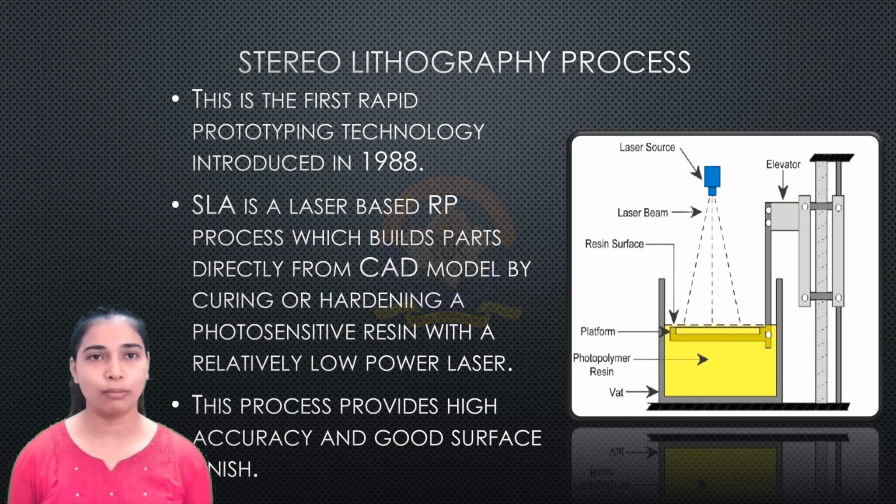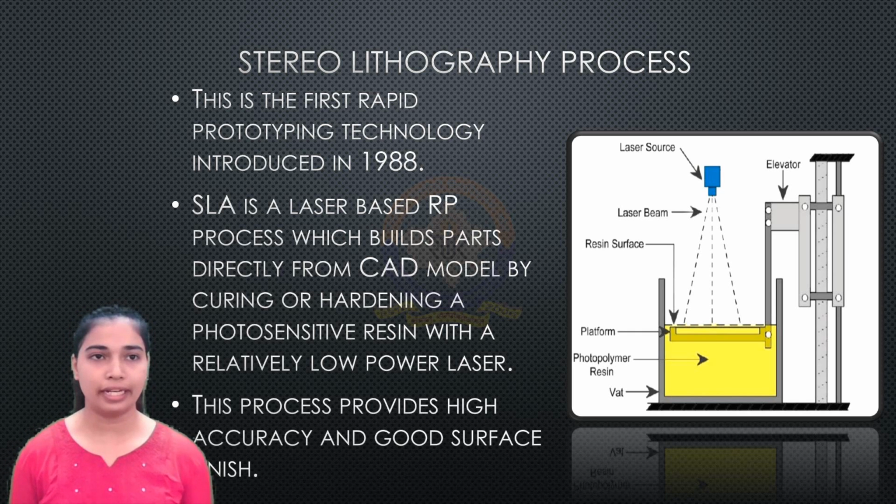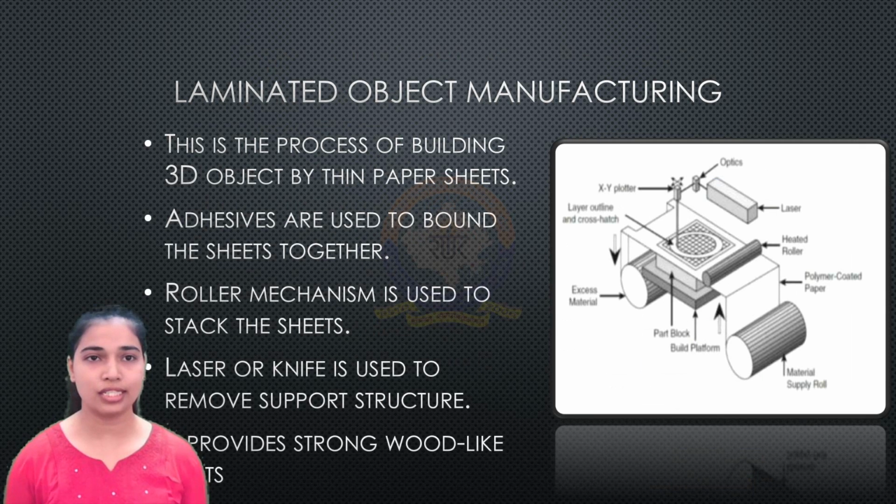layer is formed on top of the previously completed layer. This process of dressing and smoothing is repeated until the build is complete. Once completed, the part is elevated above the bed and drained. Excess polymer is swept or rinsed away from the surface. Next slide, please. The next process is laminated object manufacturing.